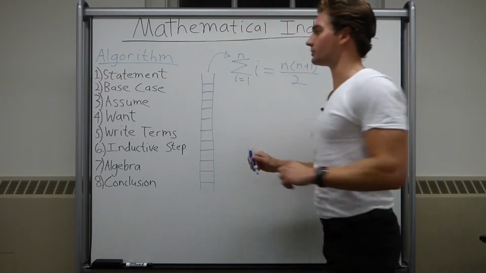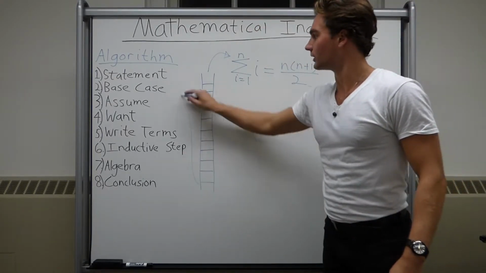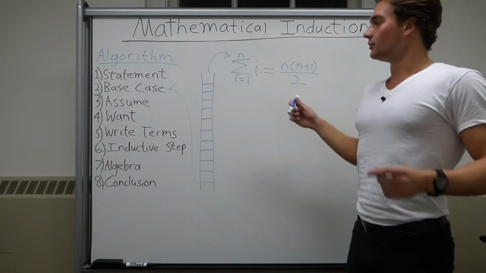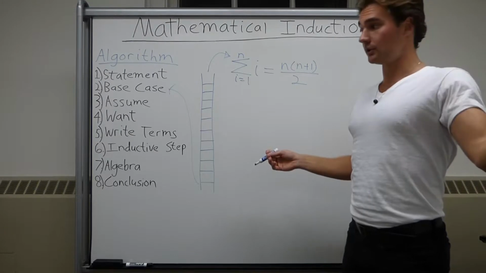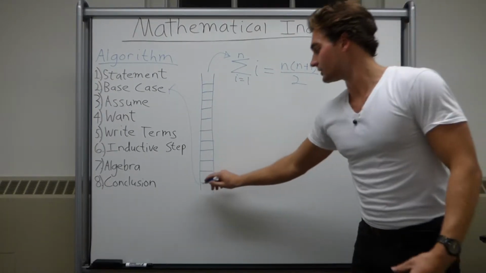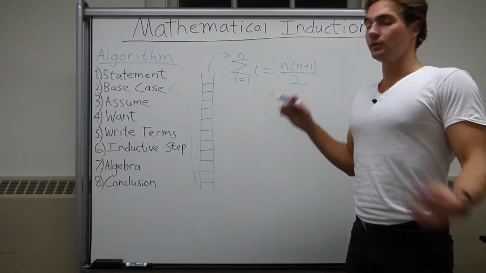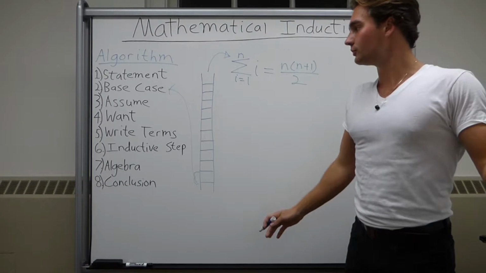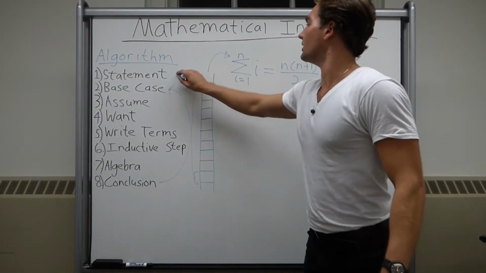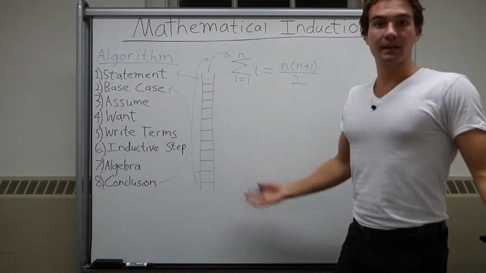So our algorithm will start with a statement. We'll give you a base case, which is getting on this first rung of the ladder, right? We're going to assume that the statement they give you is true. We're going to write what we want to show. Then we're going to write out the terms, do the inductive step, which is climbing this rung of the ladder, and then we'll do a little algebra to make the conclusion, and the conclusion is you were able to get to the top of the ladder and prove the statement. Excellent. So let's dive right into it.